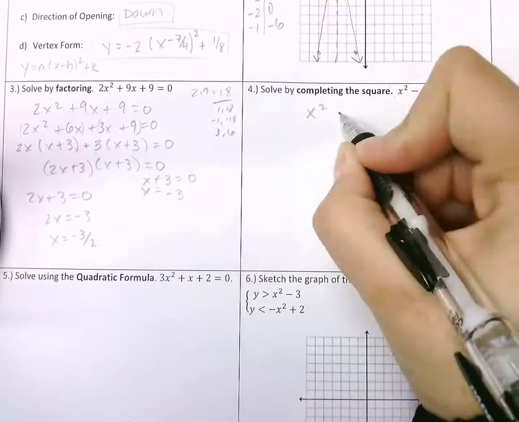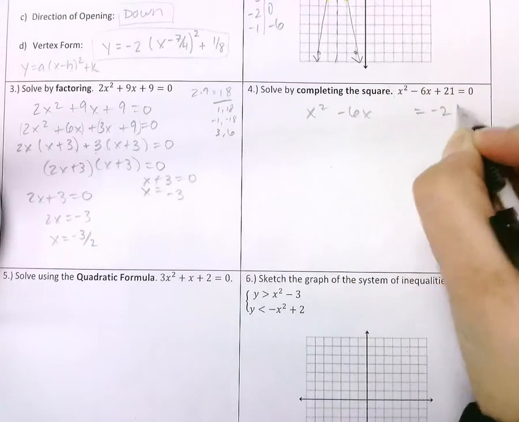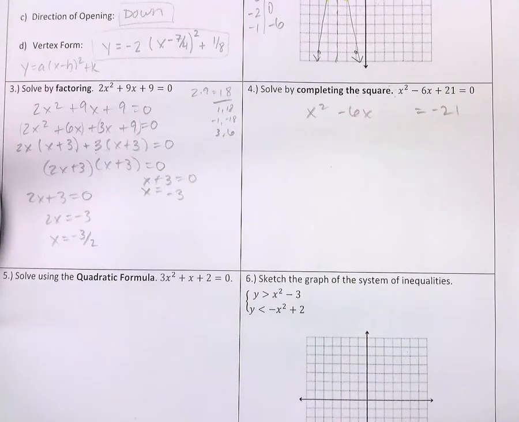So the next thing we want to do is get the constants on the other side of the equation away from the x's so that we can complete the square.